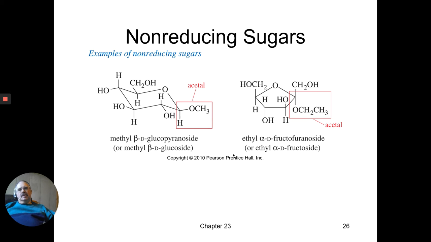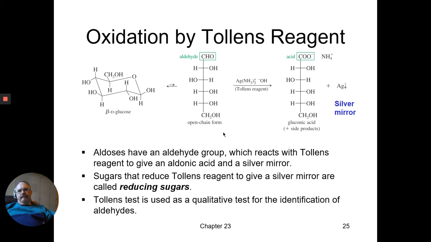Okay, non-reducing sugars will have an acetal at the anomeric carbon. If you have a hemiacetal, glucose exists mostly as the hemiacetal in solution, and it's continuously opening and closing. But once it does open, then the aldehyde will react.